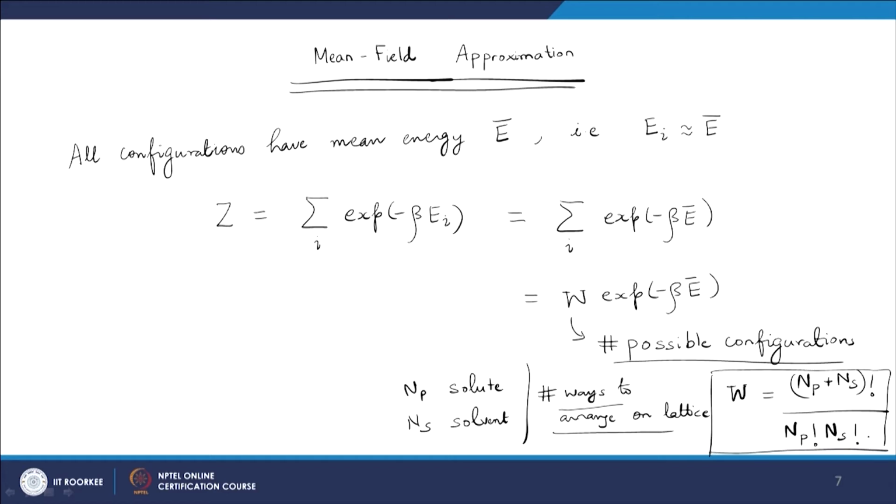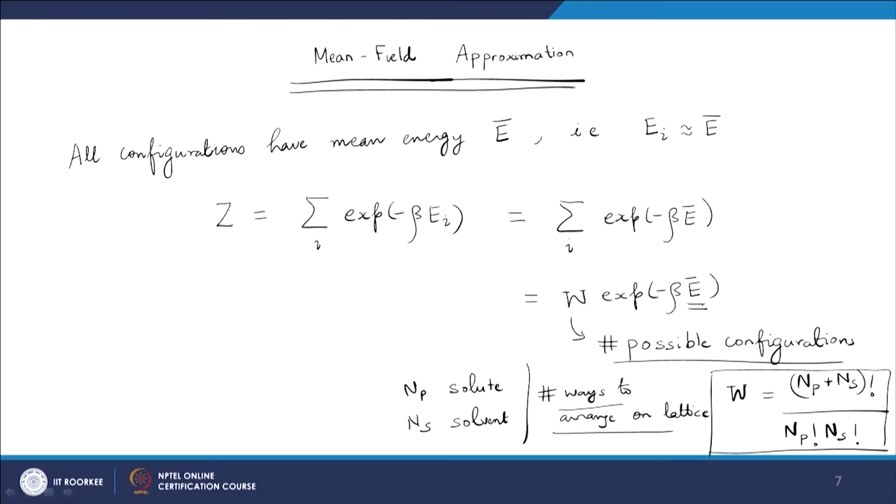Although we have taken the example of solute and solvent, you can think of apples and oranges. The number of ways to arrange, say, 5 apples and 10 oranges on 15 sites is given by 15 factorial divided by 5 factorial multiplied by 10 factorial. This is the standard formula we had in combinatorics. So, we know what W is. The only challenge is how to get the E bar.